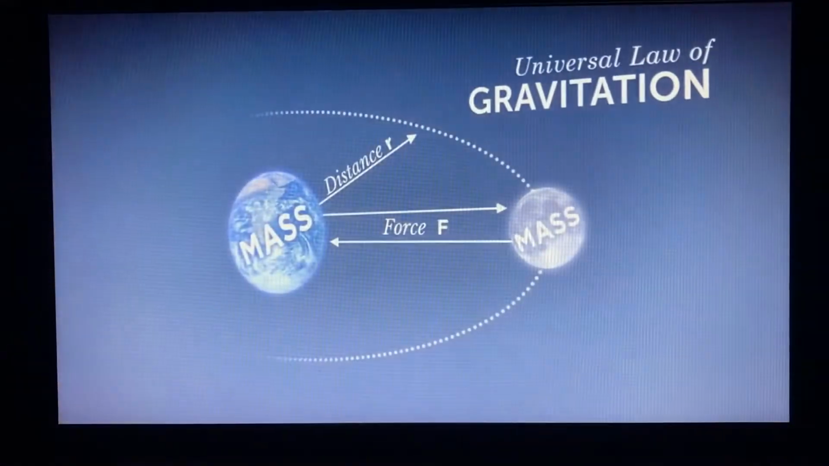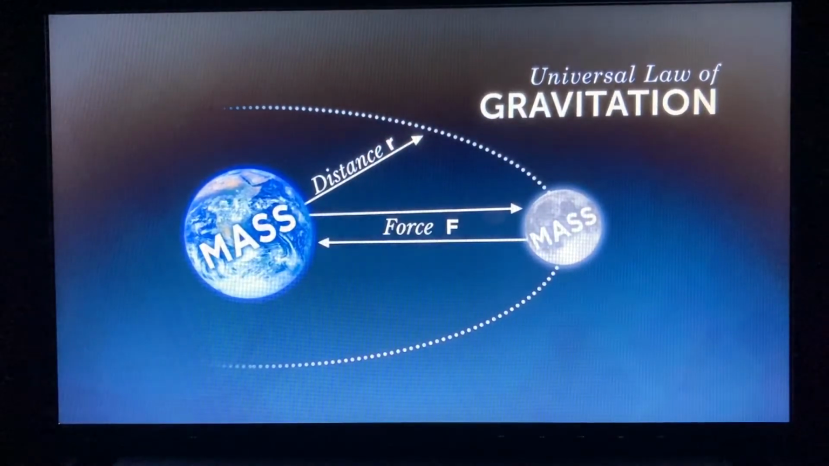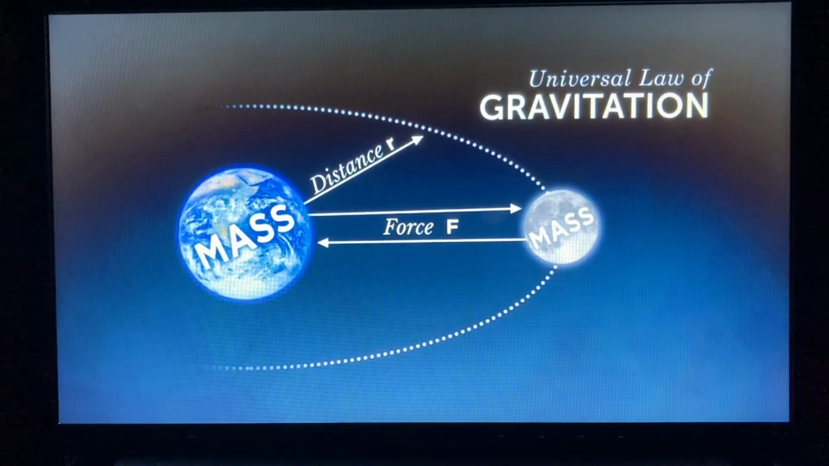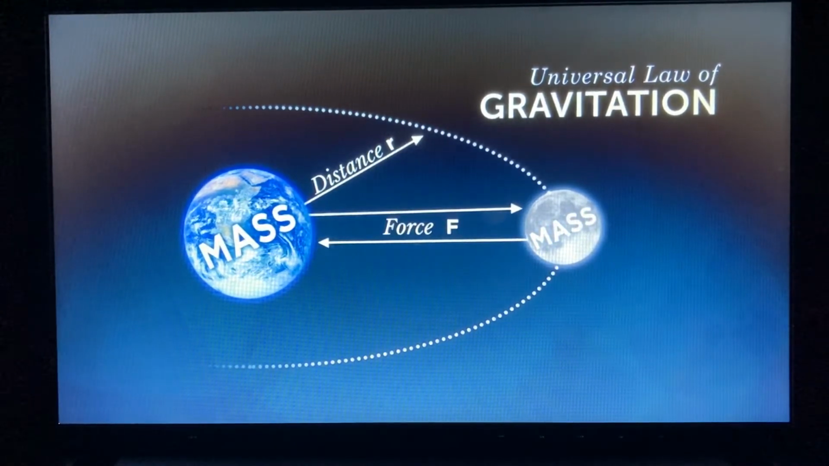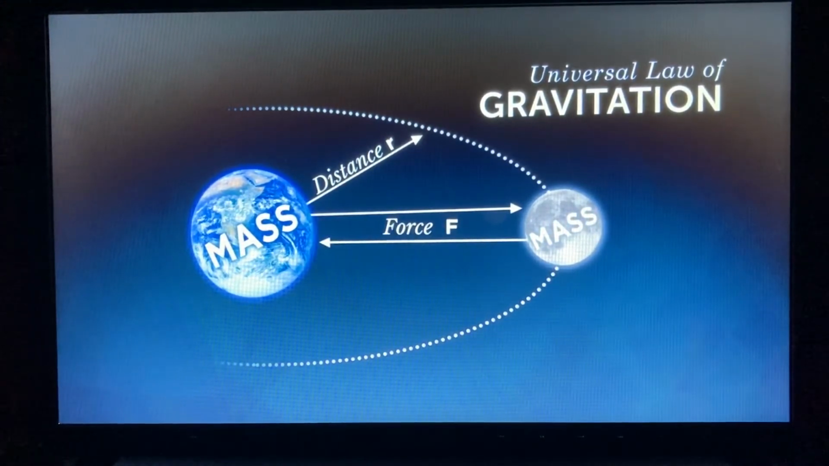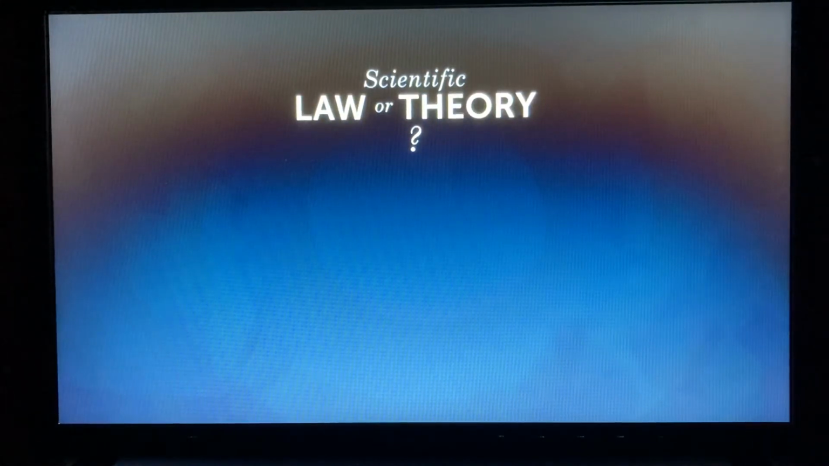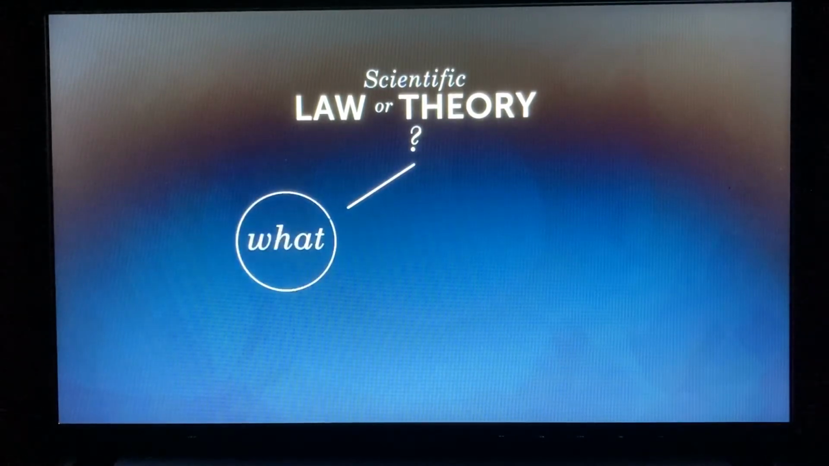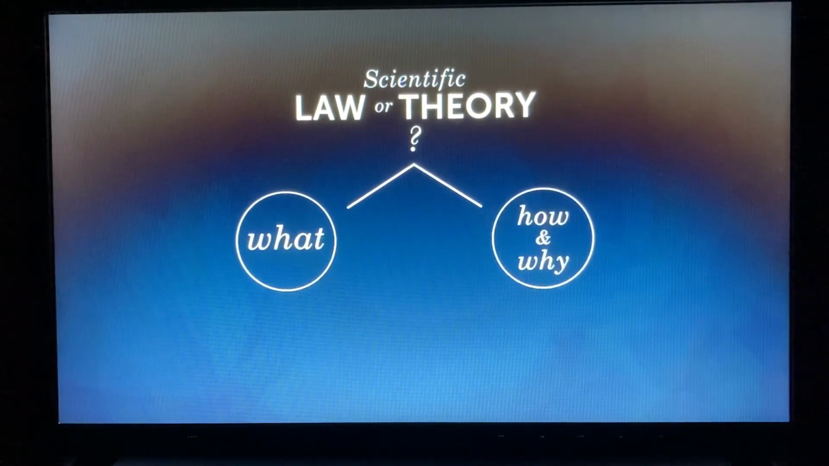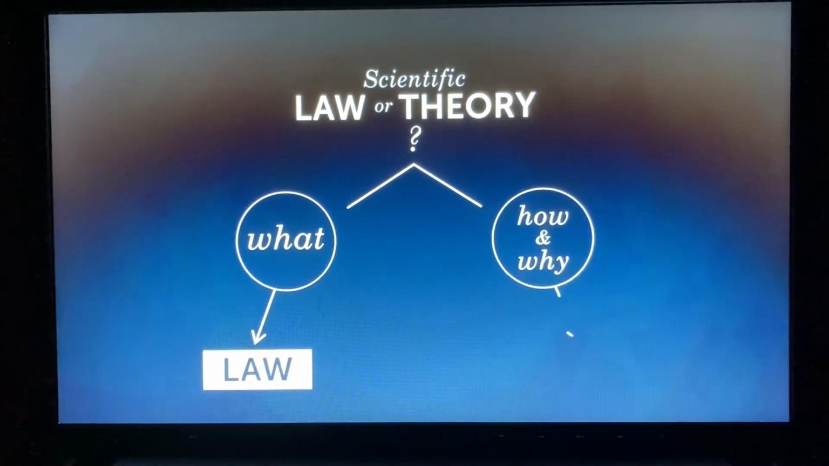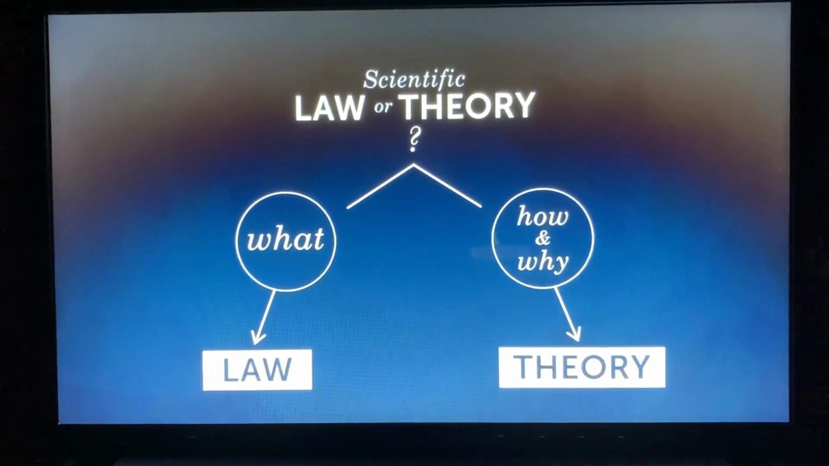The law of gravity, for instance, states that all objects have a force of attraction for each other. This law explains what happens, but not how it works or why. Theories attempt to explain the how and why. When trying to decide if something is a scientific law or scientific theory, ask yourself this question: does it explain what happens, or does it explain how and why something happens? If it explains what happens, you are talking about a law. If it explains how or why something happens, you are talking about a theory.